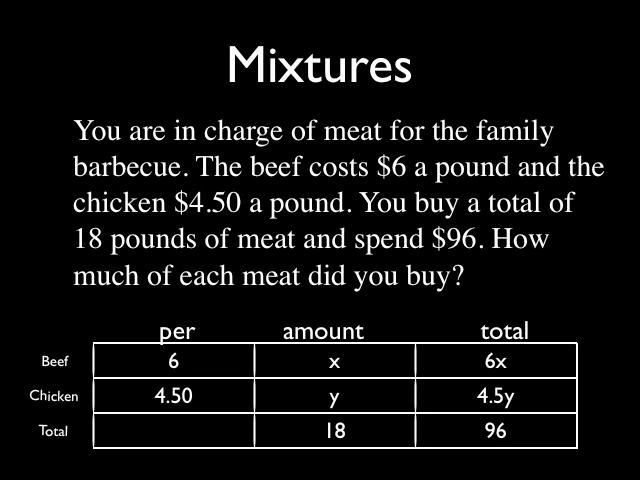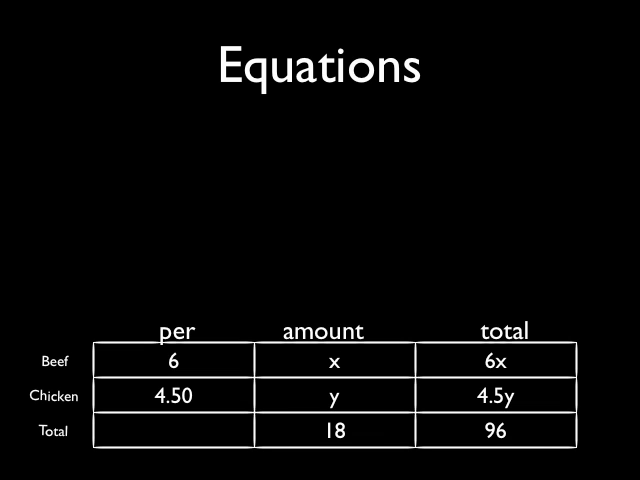Now I've got my subtotals. 6 times X, $6 per pound, times X pounds is 6X. That's how much I spend on beef. $4.50 per pound for chicken times Y pounds of chicken gives me 4.5Y. That's how much I spent on chicken. So I've got my chart.